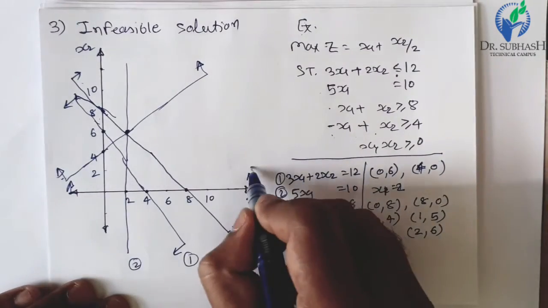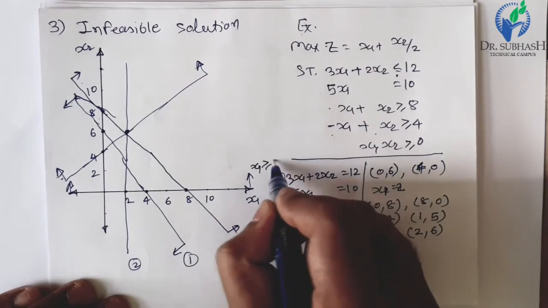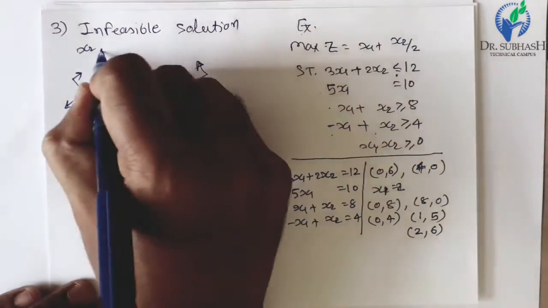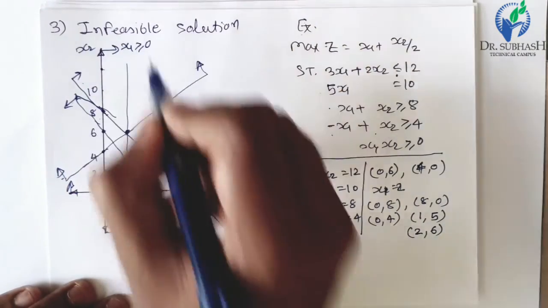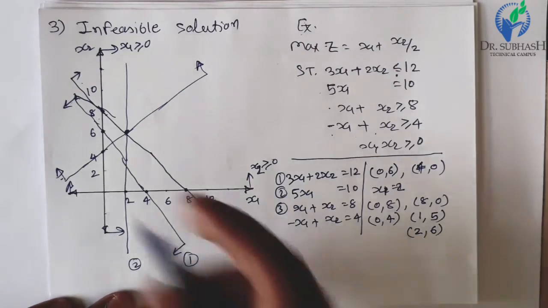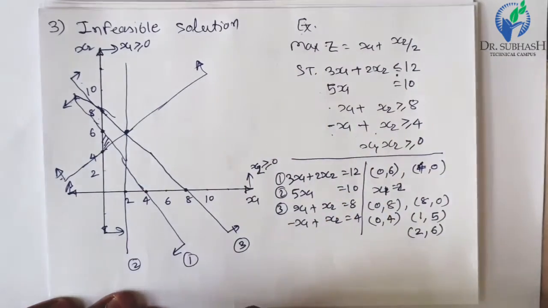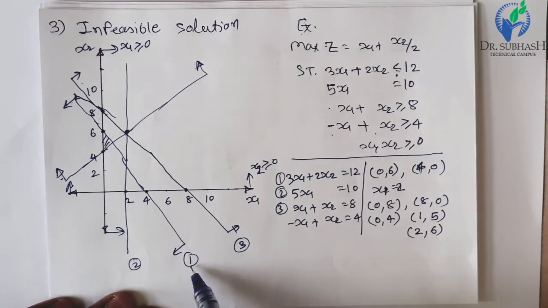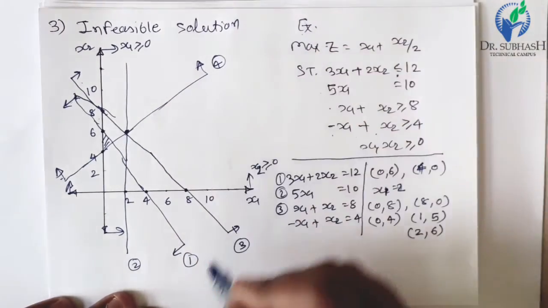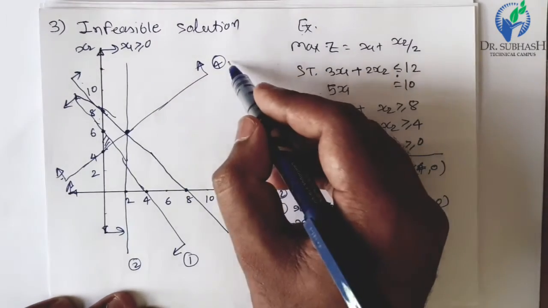So this is x1 greater than or equal to 0. x2 is greater than or equal to 0. So in this case, we get multiple feasible regions. Sometimes it may solve or may not solve all the constraints simultaneously. So we get one feasible region here which satisfies constraint number 1 as well as constraint number 4. So it satisfies only constraint number 1 and constraint number 4.